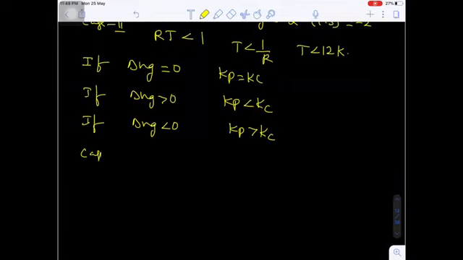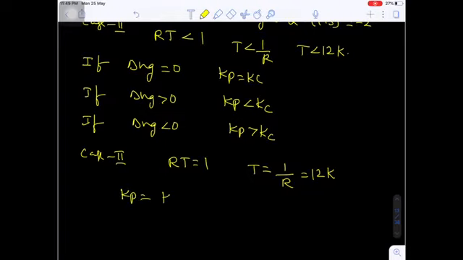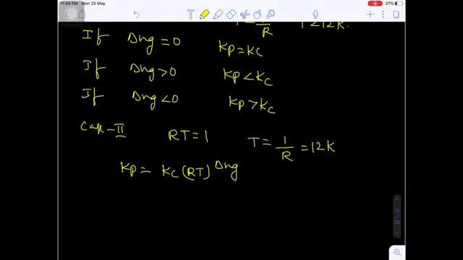And one more important case is there. Let's suppose the RT value is exactly 1, that means temperature is 1 by R, that is equal to 12 Kelvin. This is also an assumption. Now Kp is equal to Kc RT whole to the power delta Ng. Here the base is 1, and 1 to the power anything is 1. So here Kp is equal to Kc.